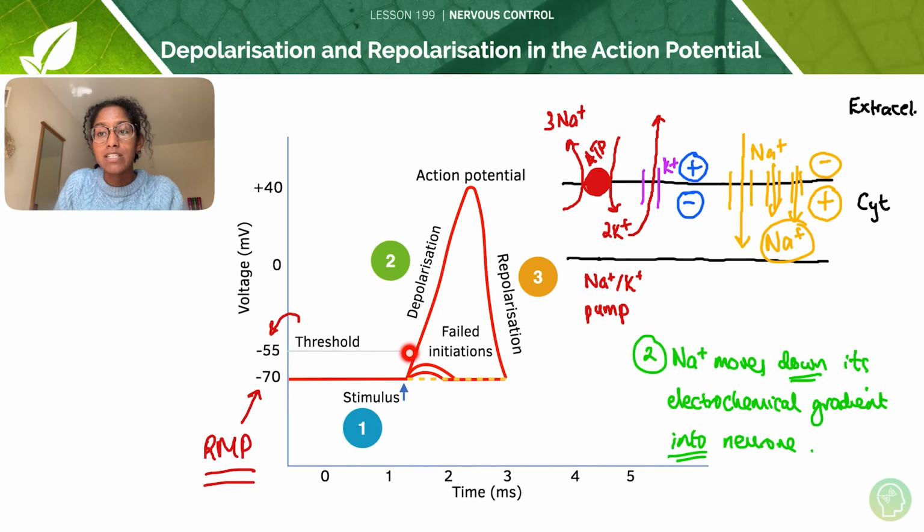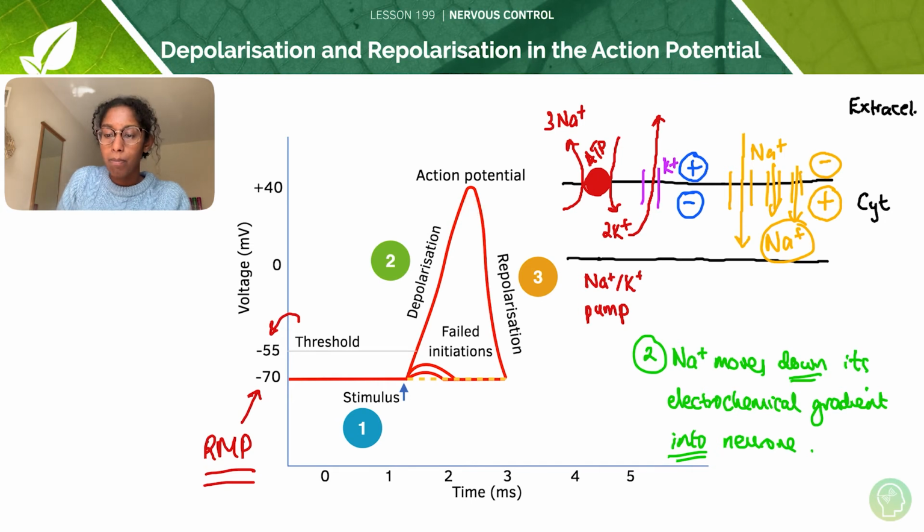But if that threshold is not reached, then fewer sodium channels are open and we don't get this huge influx of sodium into the neuron, and we get a failed initiation. So that's why stimuli might not always lead to an action potential. It's because the threshold membrane potential was not reached. However, if the threshold potential is reached, which is usually triggered by a larger stimulus that opens more sodium channels, then at threshold more and more voltage-gated channels open, we get a huge influx of sodium into the cell, and our action potential is generated.